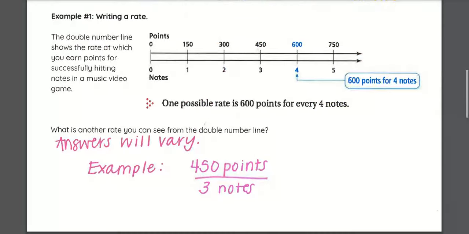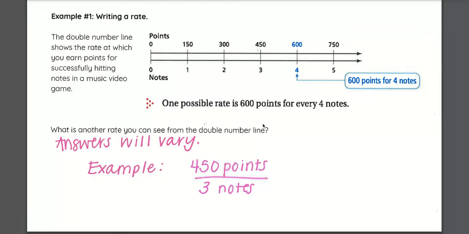We have a double number line example, and it is showing us where we earn points for successfully hitting notes in a music video game. So our word ratio here would be points to notes. Okay, points to notes would be our word ratio. Now we can pull out a rate from this.